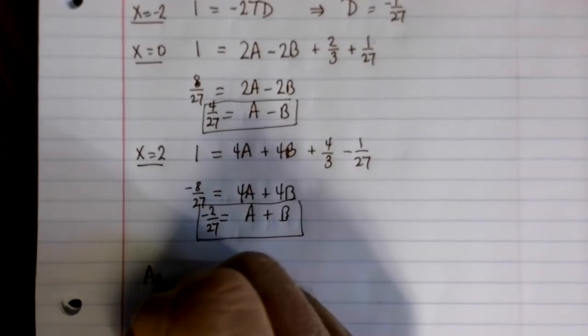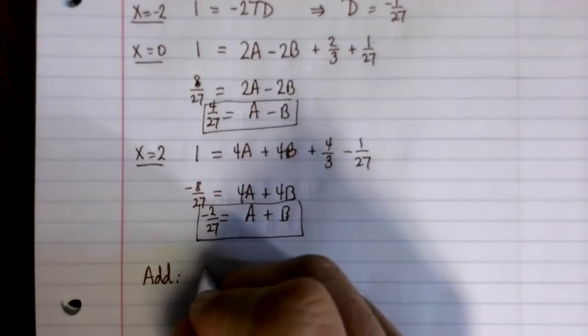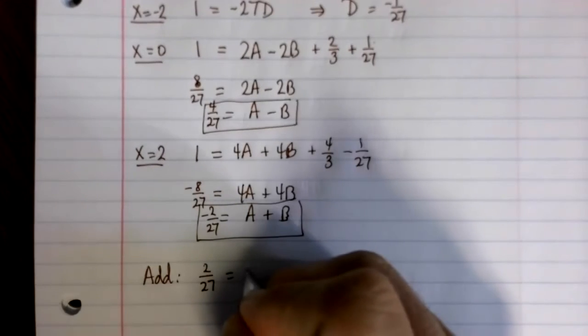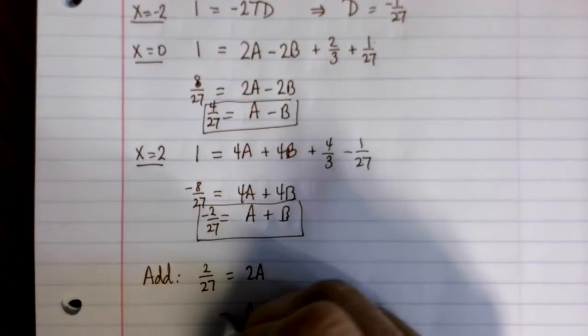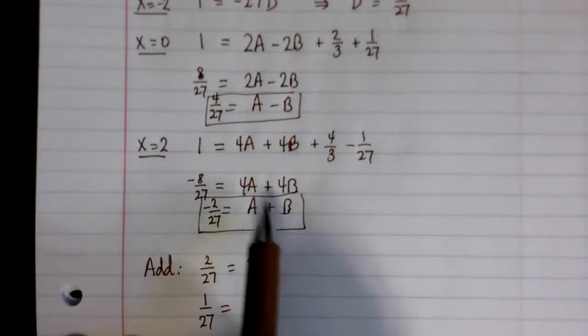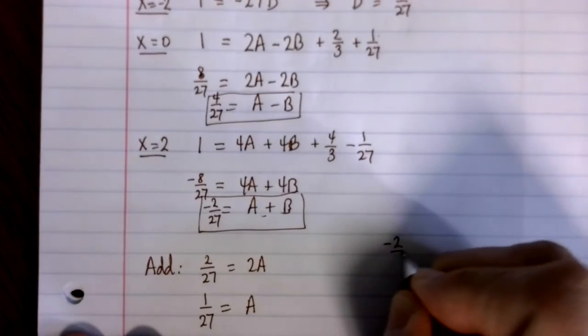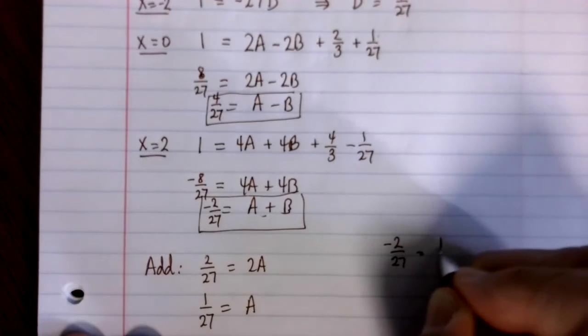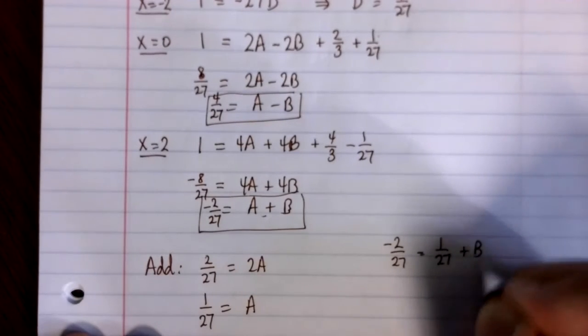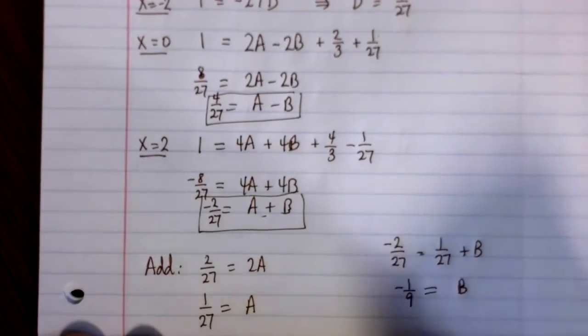To solve these, I can do a 2-by-2 system, but what's a whole lot easier is to add them up. If I add them together, I get that 2 over 27 is equal to 2 times A, so that A is equal to 1 over 27. And then I can plug that back up here. Let me just take the bottom equation. -2 over 27 is equal to 1 over 27 plus B. And therefore B would be equal to -3 over 27, or -1/9.